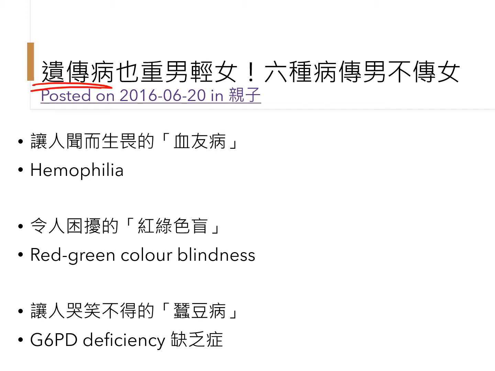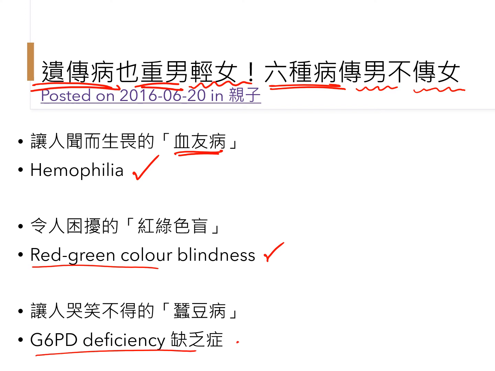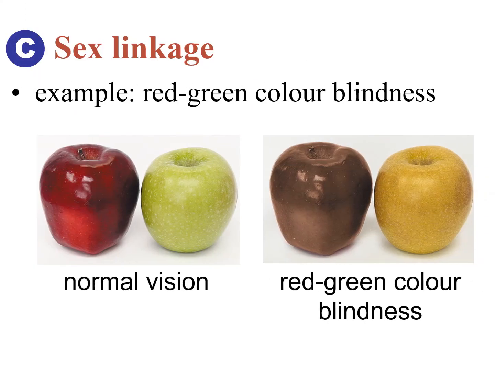Some of them are genetic diseases, 遺傳病. They usually occur more in males, 重男輕女㗎. There are some types of genetic disease that usually happen in males but seldom in females, such as example 1, 血友病 hemophilia. The next one, 紅綠色盲 red-green color blindness. And the last one, 蠶豆症蠶豆病 G6PD deficiency disease. Let's see how red-green color blindness affects a person and how it passes from the parents to the offspring.